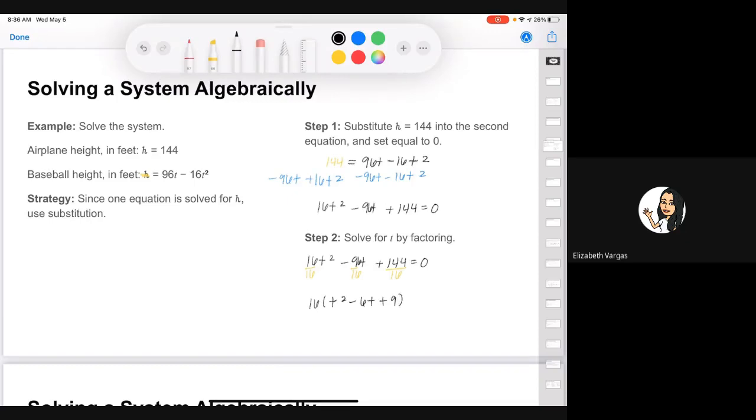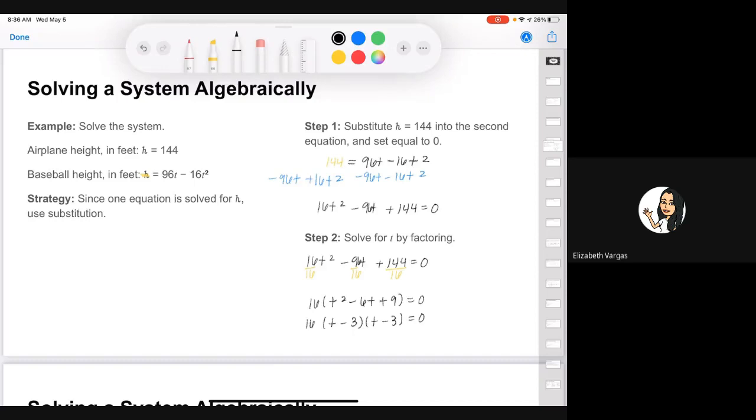Plus 9. Right, so I basically just took 16 out of all of those different components to allow me to factor. Now I can factor that inner part, that t squared minus 6t plus 9. And when I factor that, I get t minus 3 and t minus 3, which is equal to 0. So basically I've just factored my original equation.